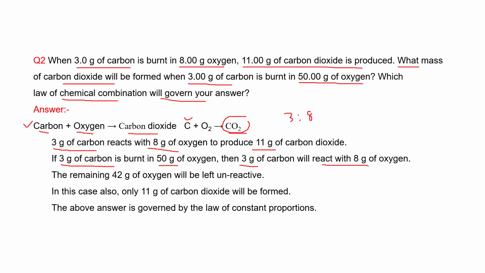If 3 gram of carbon is burnt in 50 gram of oxygen, then 3 gram of carbon will react with 8 gram of oxygen according to this mass ratio. The remaining 42 gram of oxygen will be left unreactive. In this case also only 11 gram of carbon dioxide will be formed, and the above answer is governed by the law of constant proportions.